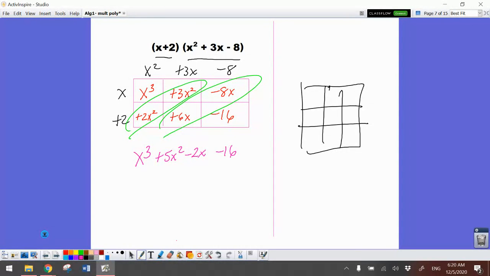Now, not always will they be on the diagonal. It just depends on the order of your trinomial. But primarily, you will see them on the diagonal. It's just an exception when they show up on the other side.